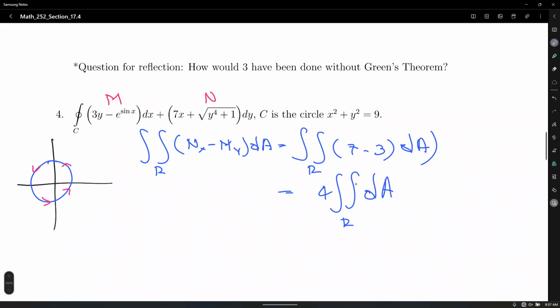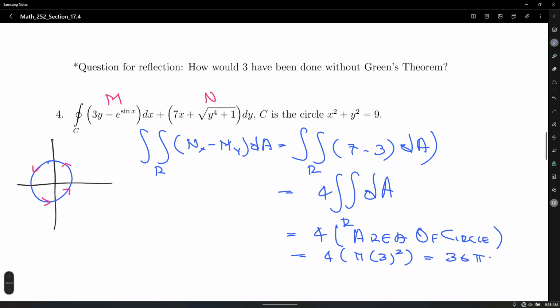You have a double integral with a 1 in the integrand, right? What does that calculate for us? Area. Area of the circle. So this is 4 times the area of the circle. So 4 times pi times 3 squared, 3 squared is 9, times 4 equals 36 pi. Isn't that really easy to evaluate?